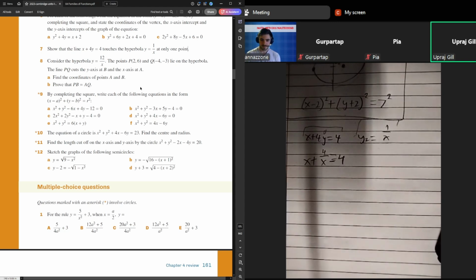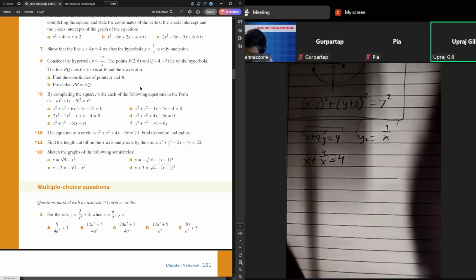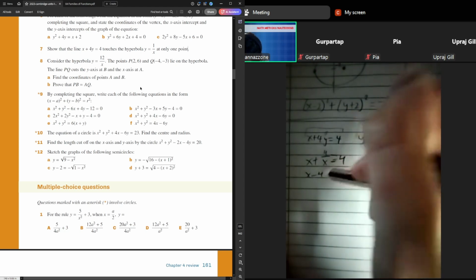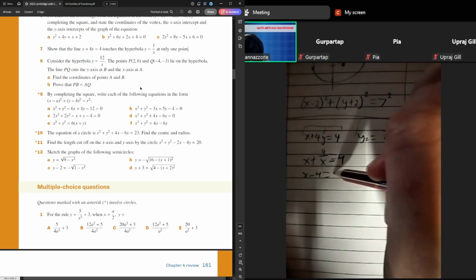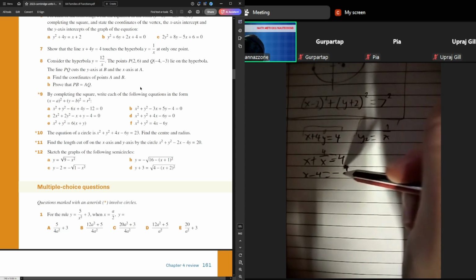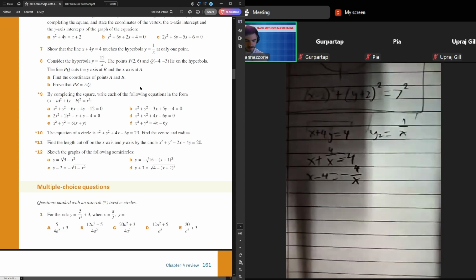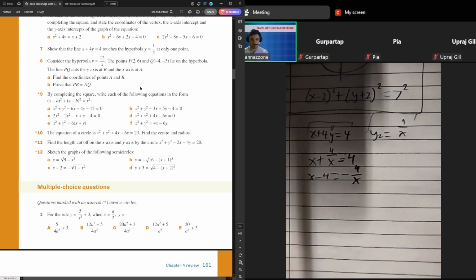Do we bring the 4 over to the left side of the equal sign and then put 1 over x on the right side? Yeah, why not? x minus 4 equals, now this is 4 over x, but yeah, 4 over x, sure. What else?